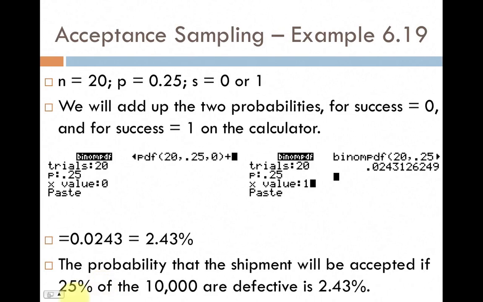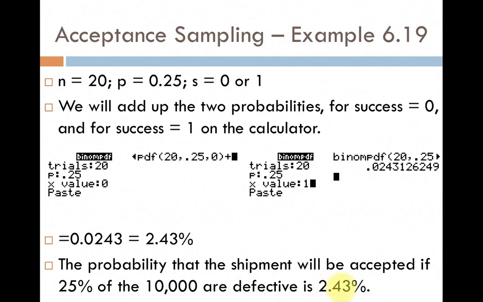So we can recap this as meaning the probability that a shipment will be accepted if 25% of the 10,000 are defective is 2.43%. Do you think that that's reasonable? Would you accept a 2.43% chance of accepting the shipment if we know that 25% are truly defective? Nobody would really want to accept a shipment if 25% were really defective. That's way too high. So the chance that you do accept it is 2.43%.